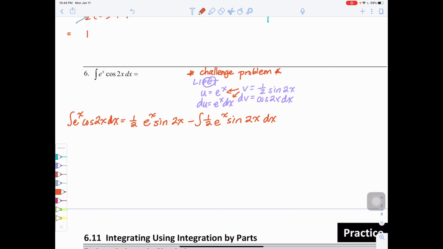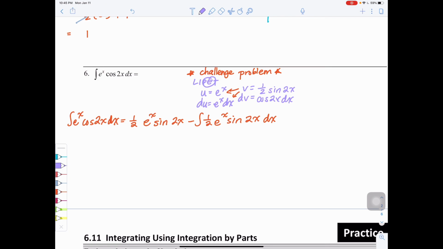Okay? So now, what's the problem? The problem is, here we had an integral of the cosine, and now we end up with an integral of the sine. We need this integral to have a cosine in it so that we can bring it over to the other side of the equation. If you don't quite understand that, that's okay. What we want to do right now is parts again.